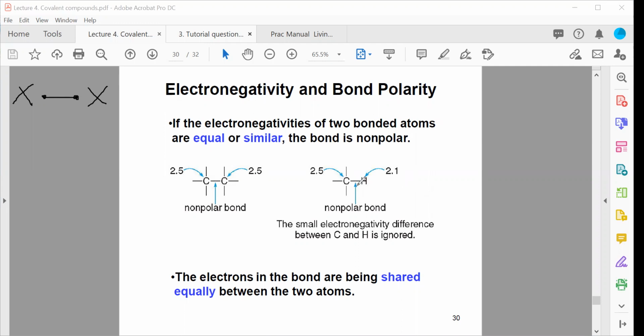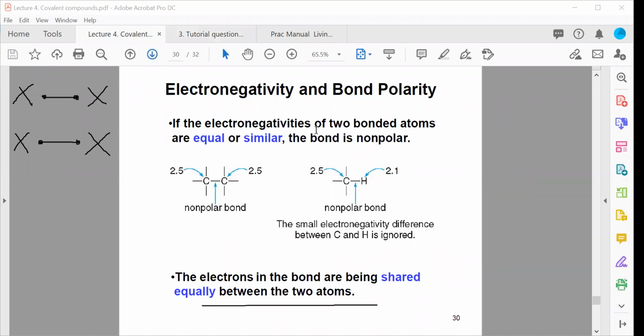Let's look at this example here. Carbon, electronegativity value of 2.5, hydrogen 2.1. They're very similar electronegativity values, and I'll clarify that word similar in just a minute. So that electronegativity difference probably would not do much in terms of the evenness of the sharing of the electrons in the covalent bond. So the electrons in the covalent bond are being more or less shared equally between those two atoms.